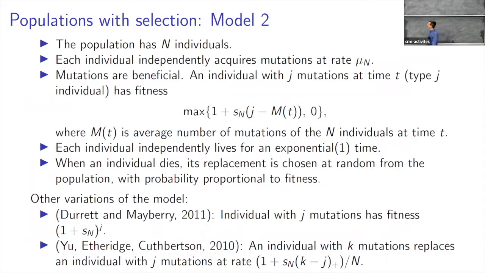Okay, so this is a review of the second population model that I had introduced previously. So we're going to assume that we have a population of fixed size n. Each individual independently acquires mutations at rate mu_n. So mu_n is the mutation rate per individual.